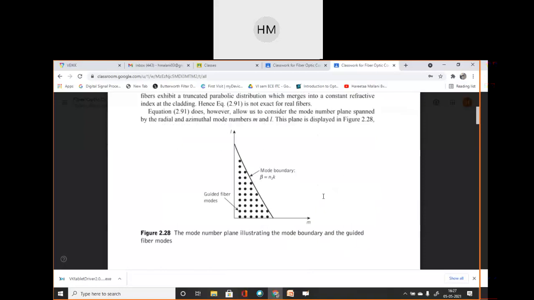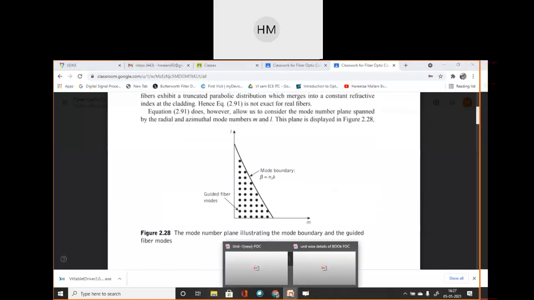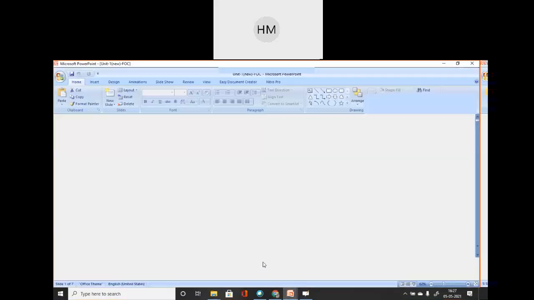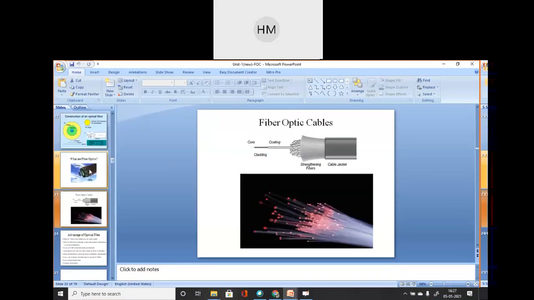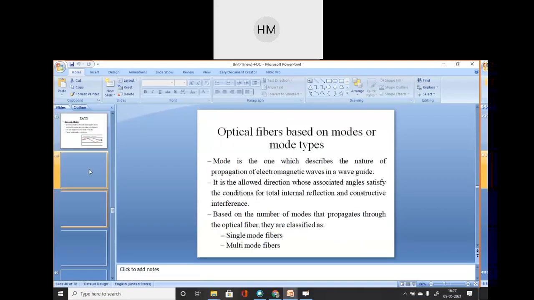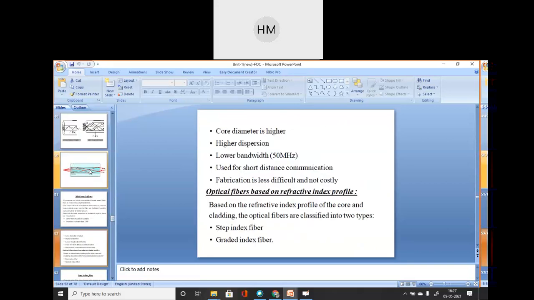So this finishes approximately all the equations. Now you can see the comparison. I will show you a comparison of both step index and graded index fiber. And if you have any doubt, you can ask, students, till that time.